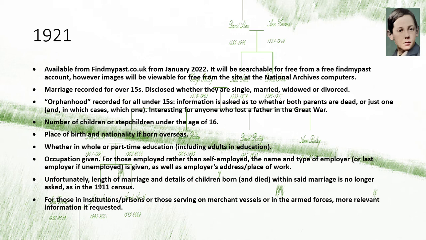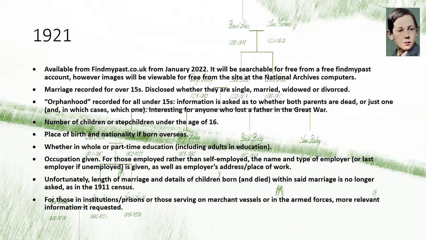Marriage is recorded for the over 15s when these records come out, and it's disclosed whether they are single, married, widowed, or for the first time whether they are divorced. Orphanhood for the first time is recorded for all under 15s. It asks whether both parents are dead or just one, and which one has passed away, your mother or your father, which is really interesting looking at the Great War, which finished only 3 years earlier. So how many orphans can we find from men who lost their lives in the Great War?